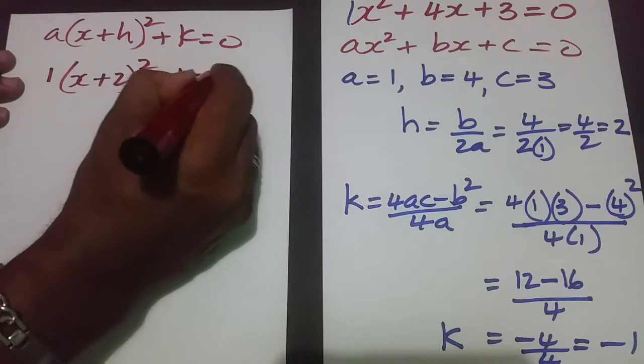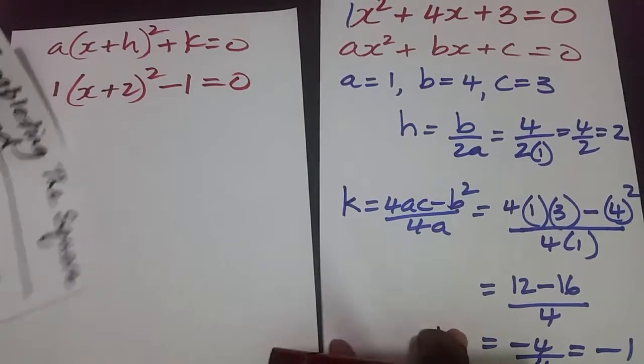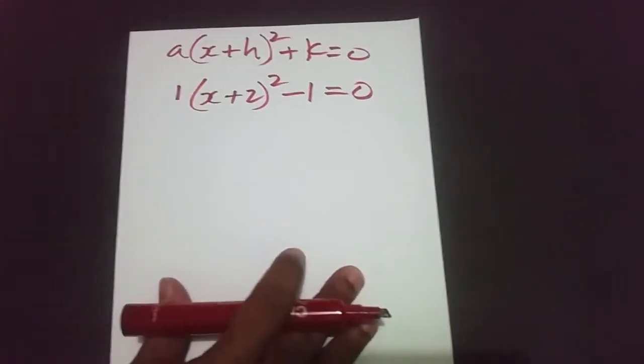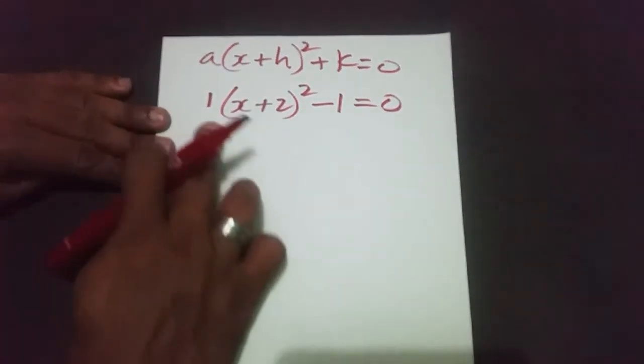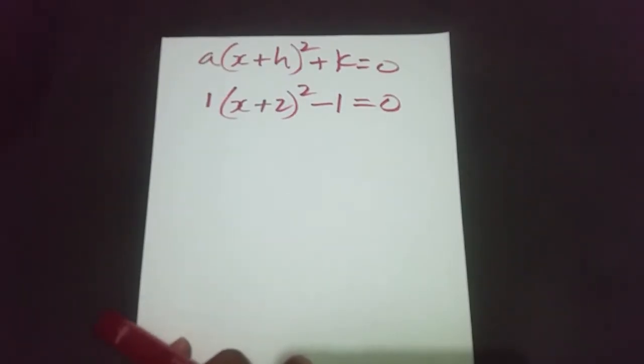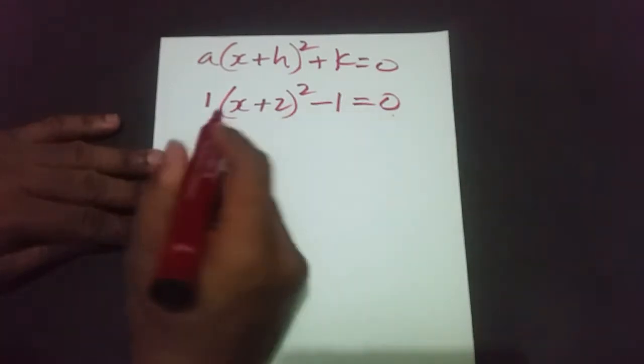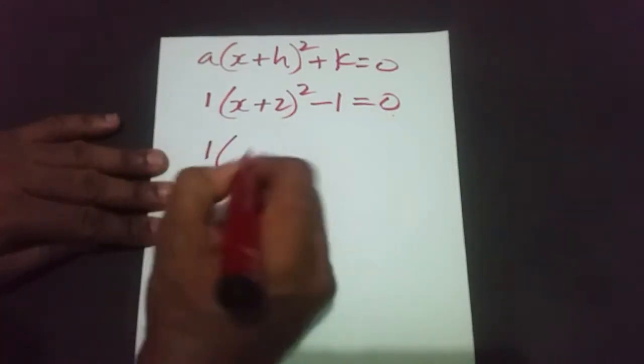So negative 1 goes there. And all we're going to do now is solve in the completed square form, which is this. And it's very, very simple. So here's what we're going to do now. The first thing I'm going to do is to move k to the right hand side. So we're going to leave this.